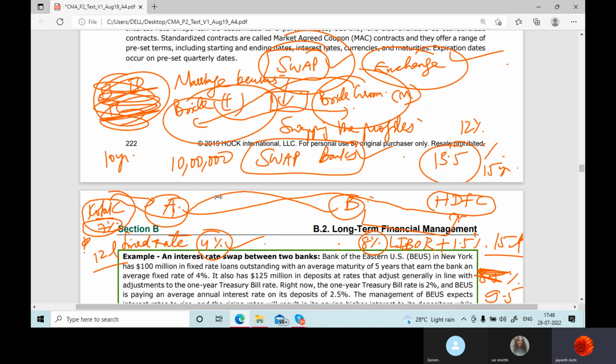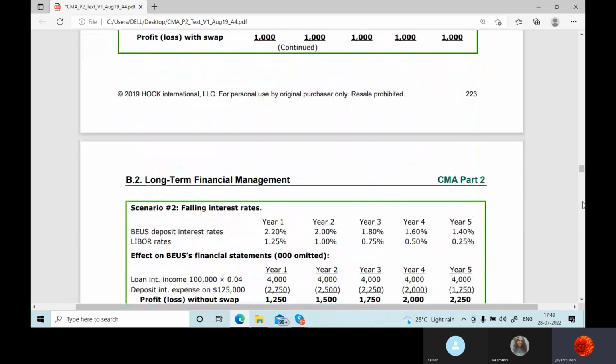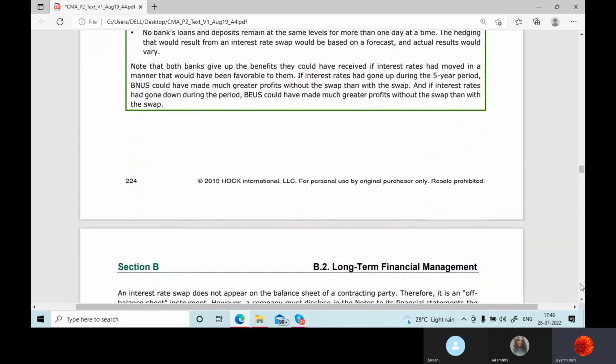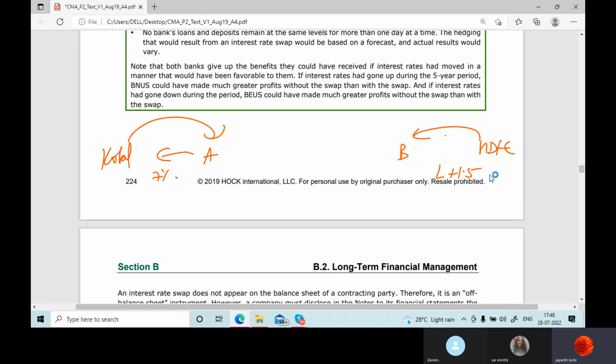So I'll make a neat diagram. A, B, Kotak. A has taken a loan, B has taken a loan from HDFC. Kotak is charging 7%, HDFC is charging LIBOR plus 1.5%, and 10 lakhs is the notional principal they have fixed, and they want to exchange the payments. The payment they are going to exchange is, A is already paying fixed interest, B is paying floating interest.